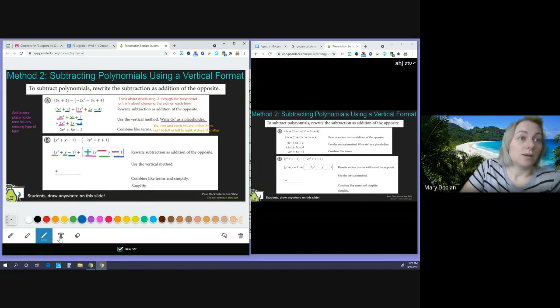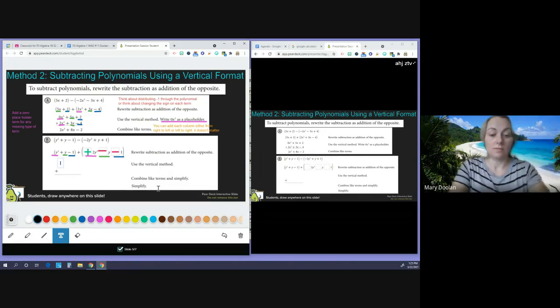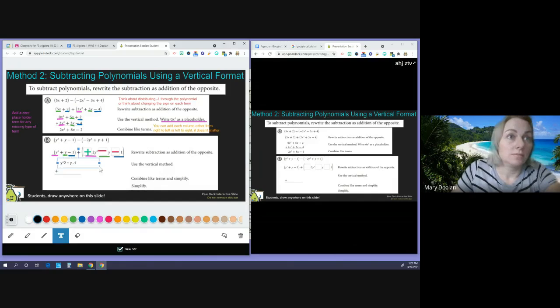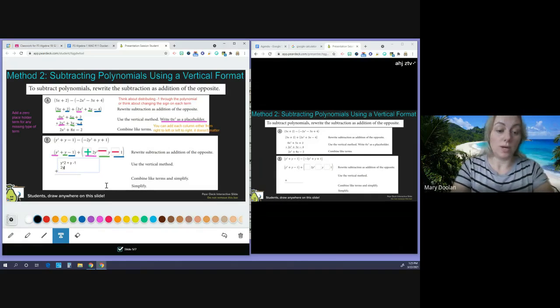Okay, so I'm going to just type out the first polynomial, excuse me: y squared plus y minus 1. And then beneath that, I'm going to put plus 2y squared minus y minus 1. Right? Then last thing here is to combine those like terms and simplify.